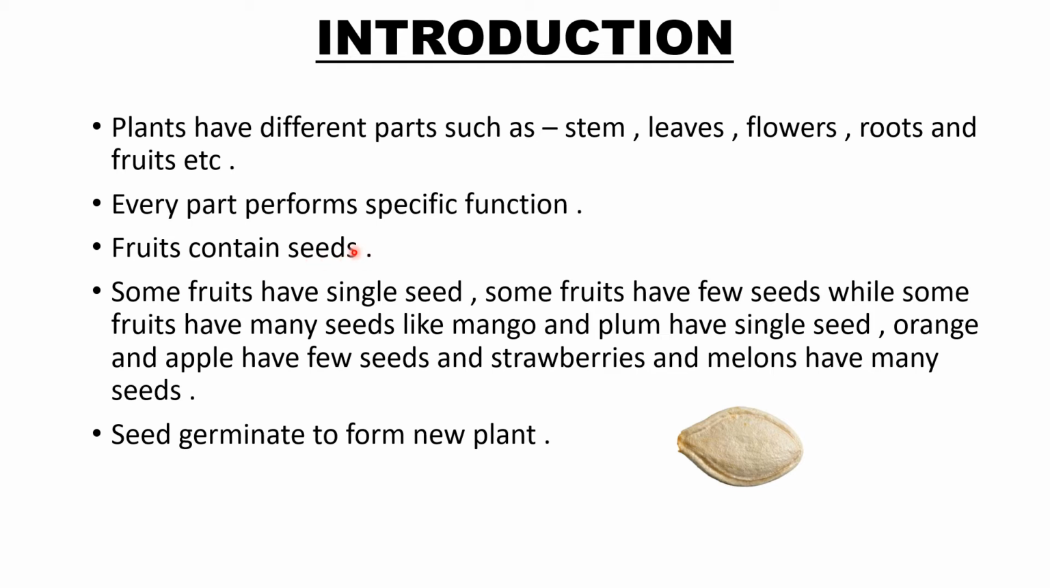Now, you must have observed that some fruits have single seeds, some have few seeds, and some have many seeds. Like mango and plum, you see that they have a single seed. Orange and apple, you have seen few seeds inside them, and strawberries and melons have many seeds. So now we will discuss in this chapter how seeds germinate to form a new plant.